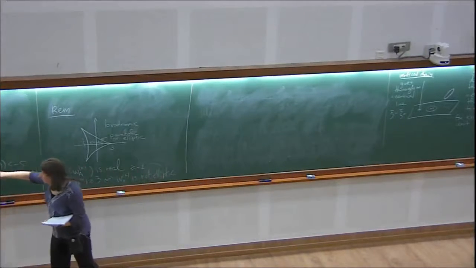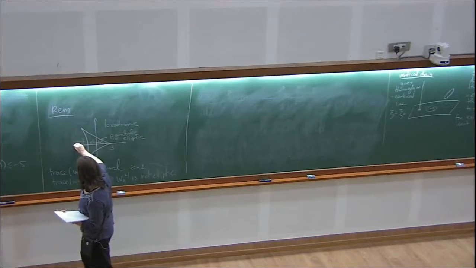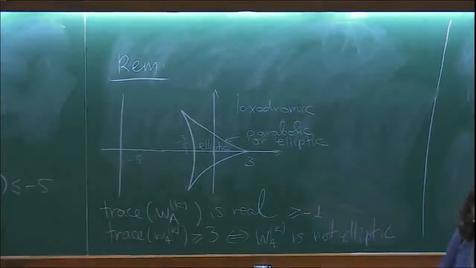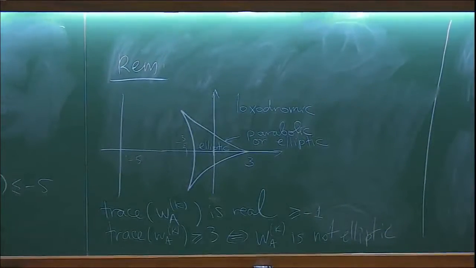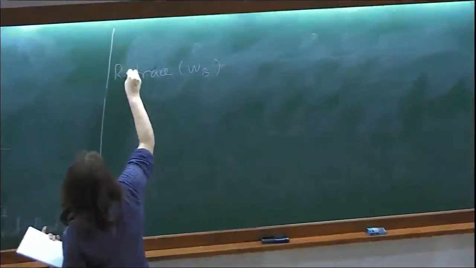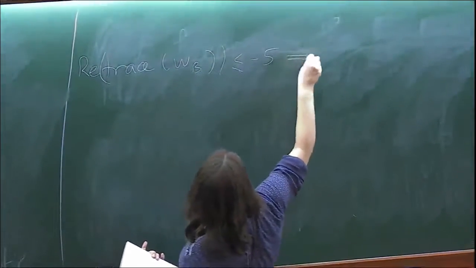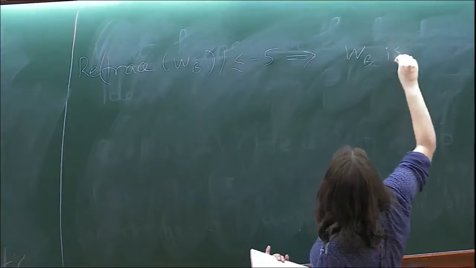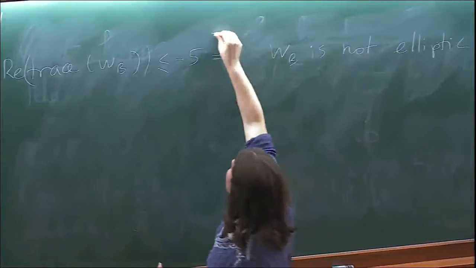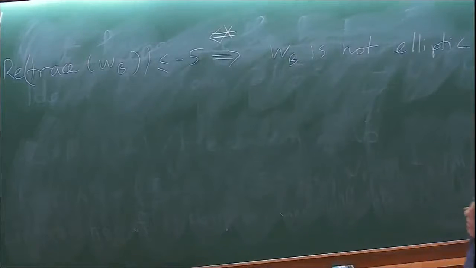Now, the real part of this trace being less or equal to minus 5, of course, means that it's away from the deltoid, so it's definitely loxodromic, but it's not an if and only if. Those conditions are related to the condition of those elements not being elliptic, but not sharp everywhere.